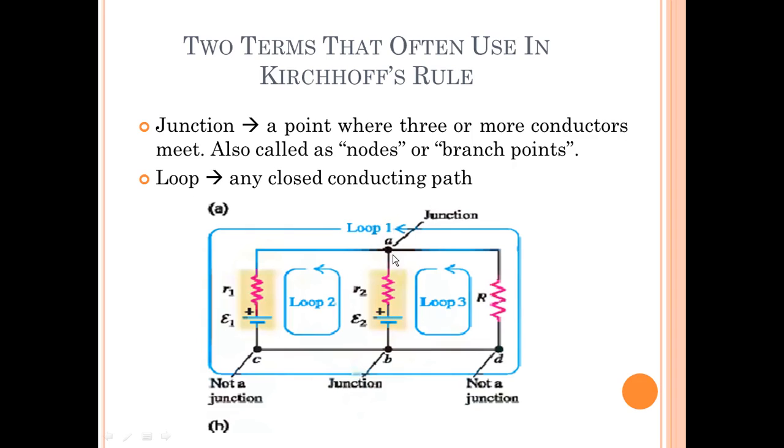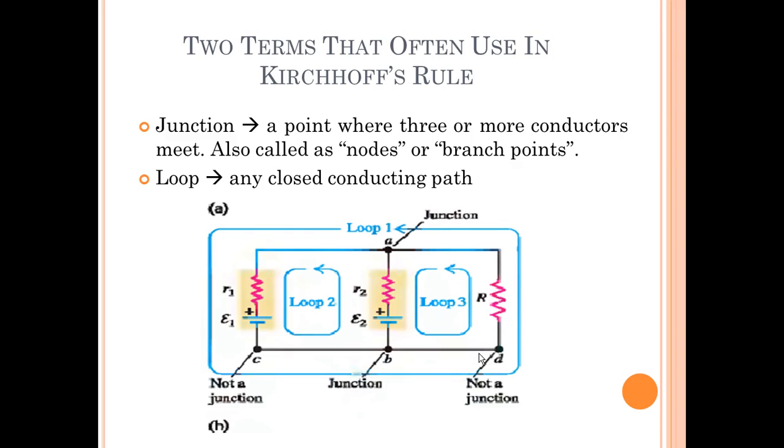So A here is a junction. The same goes with B. B is also considered a junction, since you have three conducting wires that are connected to it, while C is not a junction and D is not a junction, because the minimum number of conductors that meet at that point should be 3 and up.